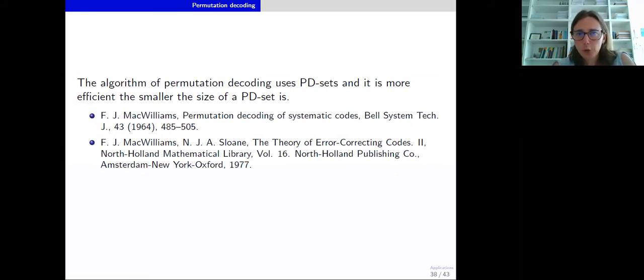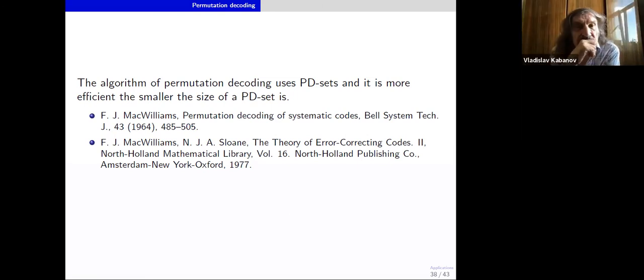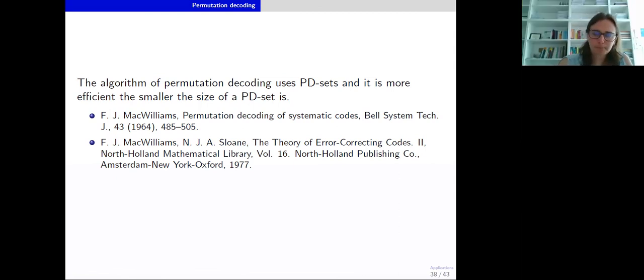So permutation decoding is an algorithm that uses PD sets, and it is more efficient the smaller the size of a PD set is. So what is actually the idea? You are entering the full automorphism group of the code, and you are trying to find automorphisms in the set of all automorphisms with the property of those sets being PD sets. And you are trying to have as small a size of this set as you can. This is computationally not easy at all.